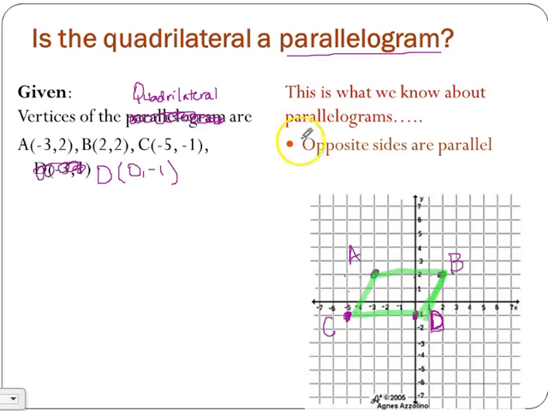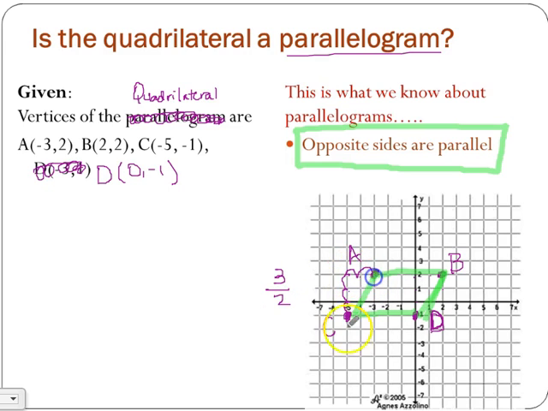So let's focus on the fact that opposite sides are parallel. We could find the slope of the opposite sides to determine if they were parallel. So to go from, let's say, point A to C, how would we get from point A to C? It looks like we went up 1, 2, 3. So our slope would be 3. And then we went to the right 1, 2. Up 3, to the right 2, rise over run.